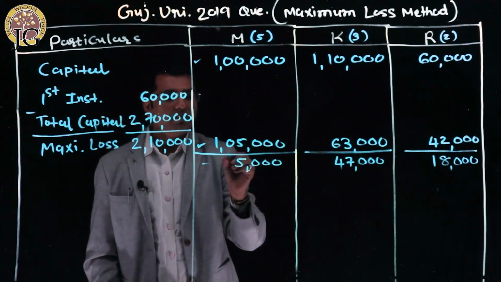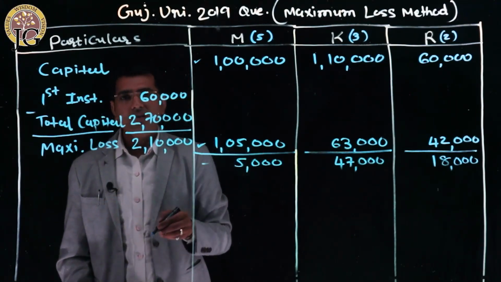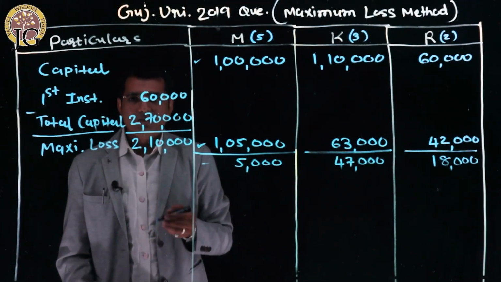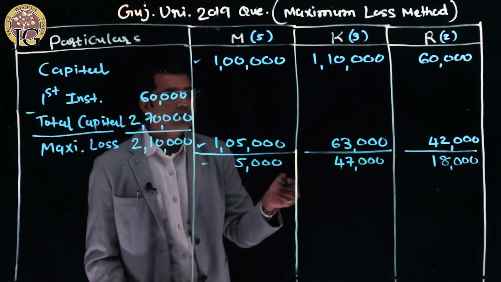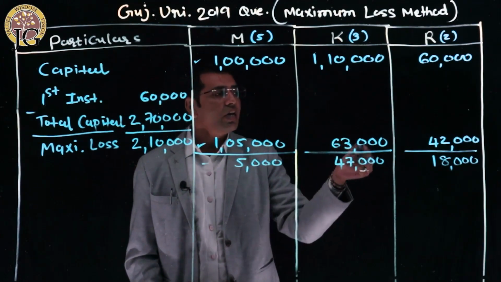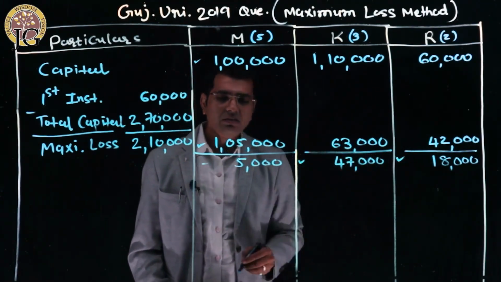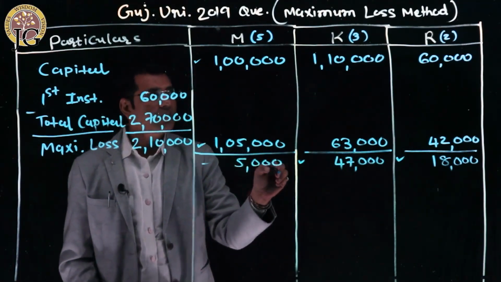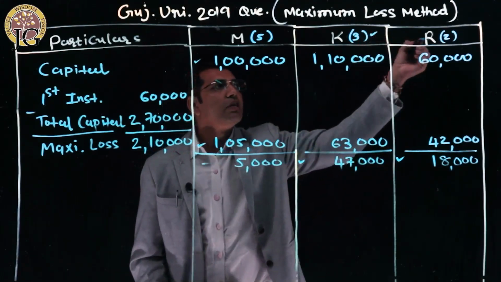Here 5,000 rupees is the capital deficiency, and I already mentioned in point number 5 that capital deficiency is distributed among the other partners, those who have positive balance. So in this sum, K and R have positive balance. So I have to distribute this capital deficiency to the partners K and R in their profit sharing ratio.